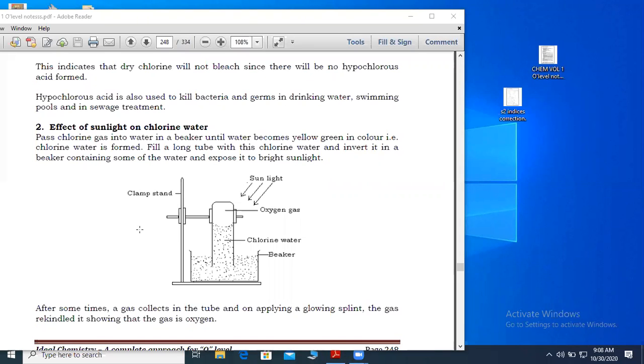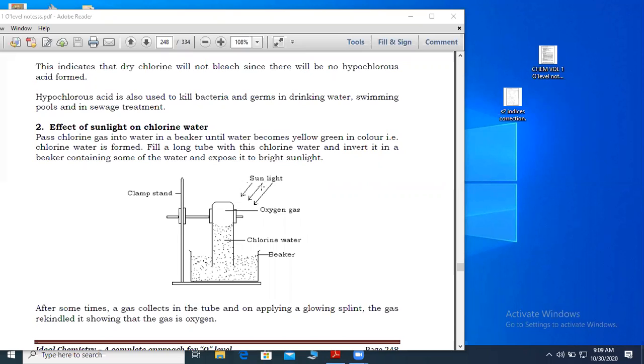A boiling tube filled with chlorine, that was part B, and the diagram is still here on our screen. A boiling tube filled with chlorine. This is the boiling tube they are talking about, filled with chlorine water. The chlorine water is here, and exposed to sunlight. The sunlight is here.